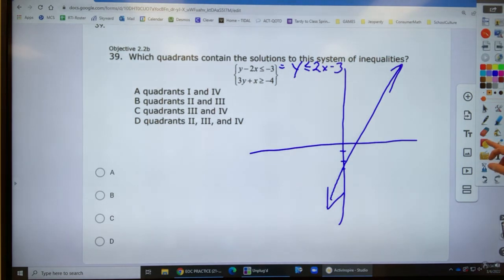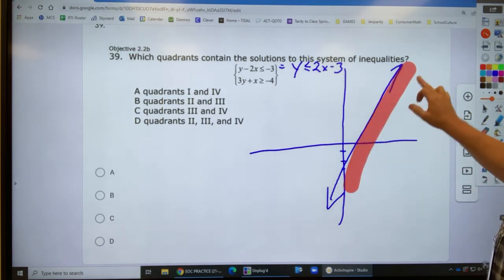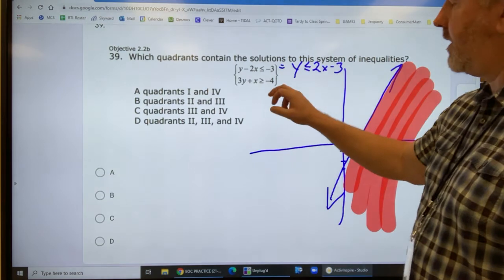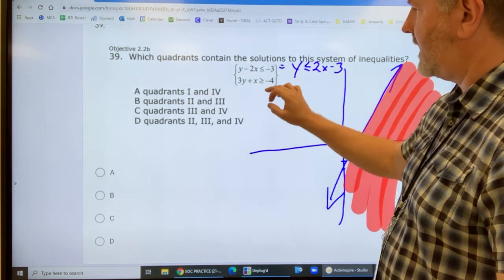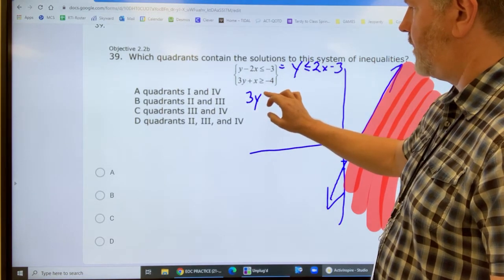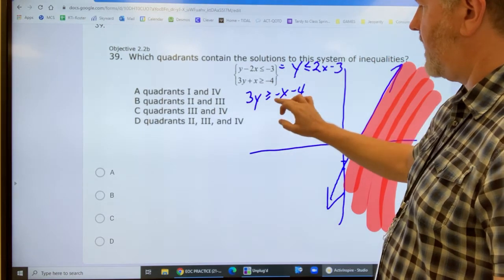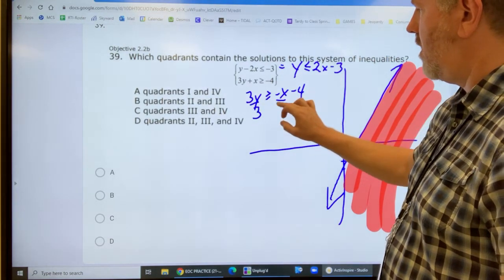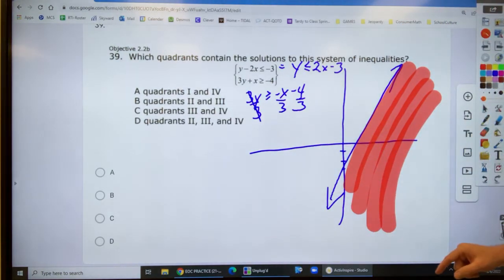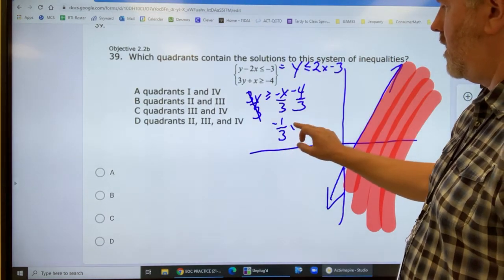And I'm shading. It's less than, okay? The other one is a little trickier. I got to subtract the x from both sides and then divide both sides by 3. So let's do that real quick. Greater than or equal to negative x minus 4. I'm going to divide everything by 3. It's a bit of a pain, but there we go. This is the same thing as negative 1/3 x minus 4/3.